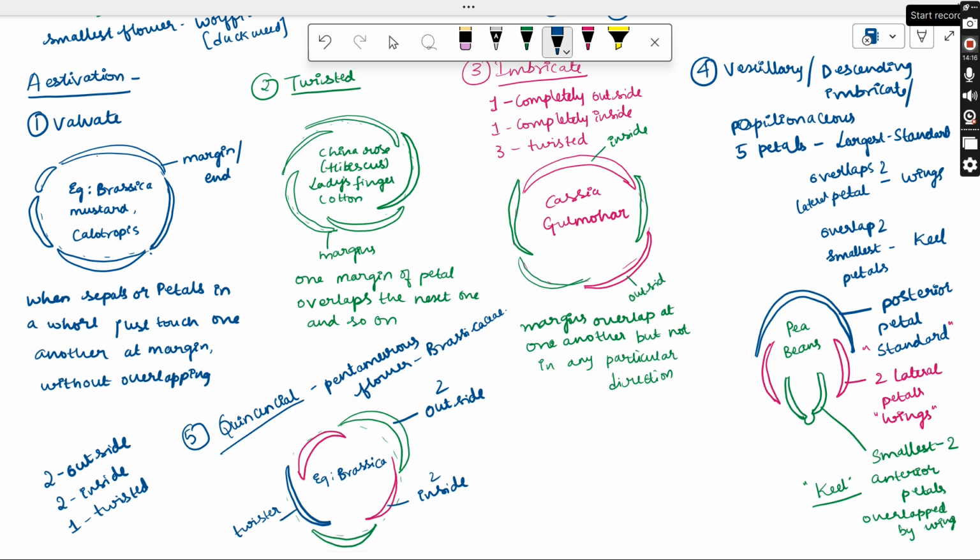So all these are the five different types of aestivation that can be seen in the sepals as well as the petals of the flower. So in coming videos, we are going to discuss briefly the remaining parts. Till now we completed the calyx and the corolla part. We will go on with the androecium, how they are arranged, and the gynoecium.